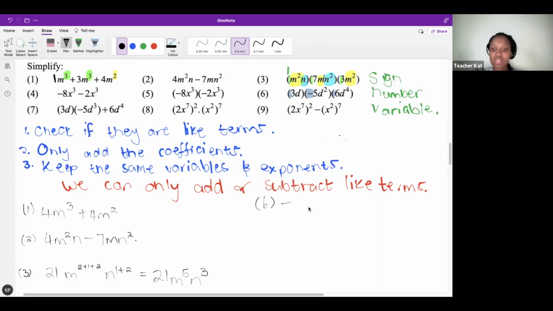15 times 6 is negative 90. We've dealt with the numbers. Now we're dealing with variables, okay? I only have one variable and it's d. Once again, we're multiplying, so we have to add those exponents. So it's d to the power of 1 plus 2 plus 4. So then what is my final answer? Nice. So then it will be negative 90 times d to the power of 7.